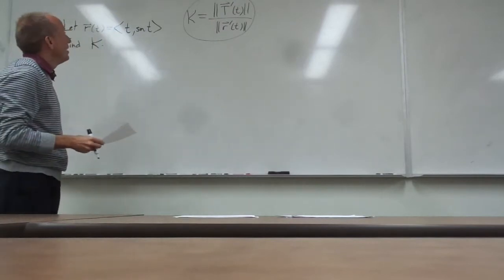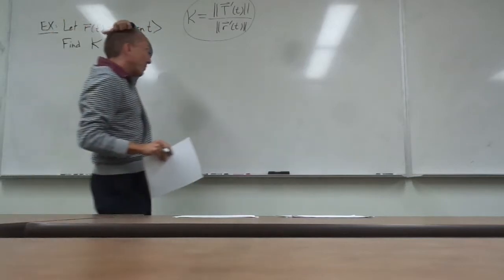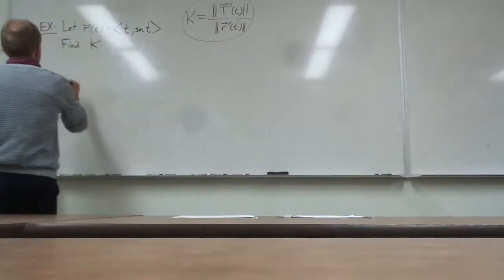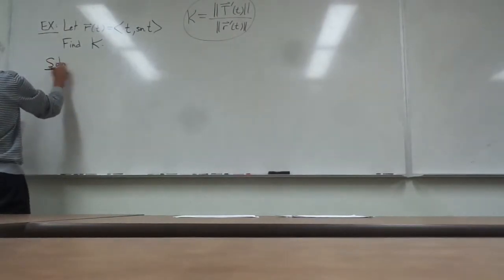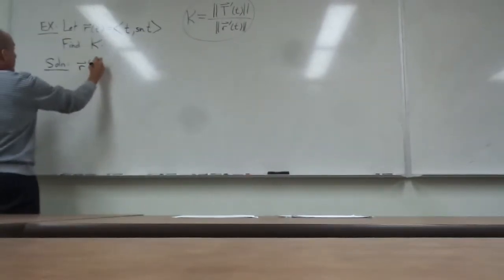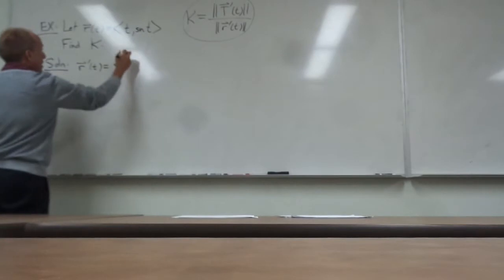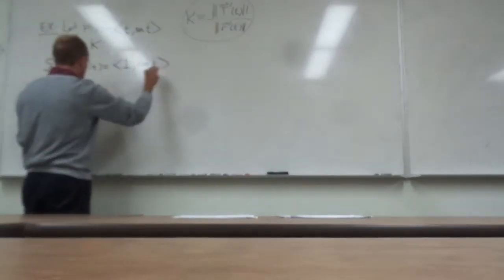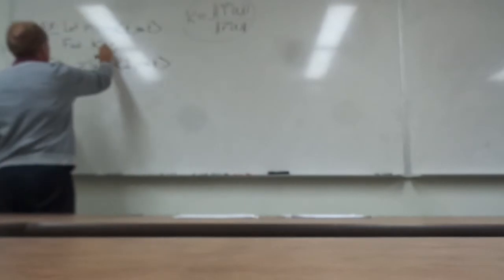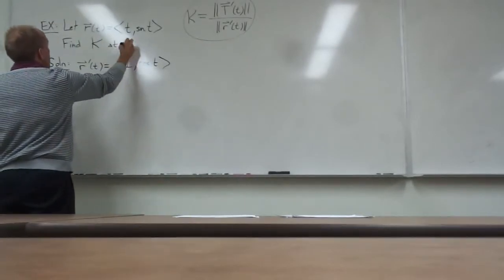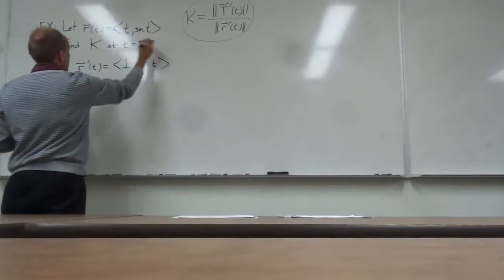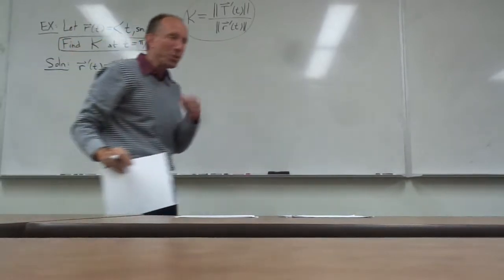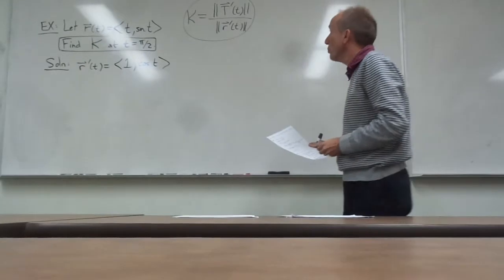All right. So it makes sense to take the derivative of the position function here. So I'm going to do that first. I'm going to find r prime of t. Very easy, just slot by slot derivatives: 1 and cosine of t. Oh, I forgot to mention, I have a particular time in mind. So find the curvature at t equals pi over 2. This is the question right here. Find the curvature at time pi over 2.